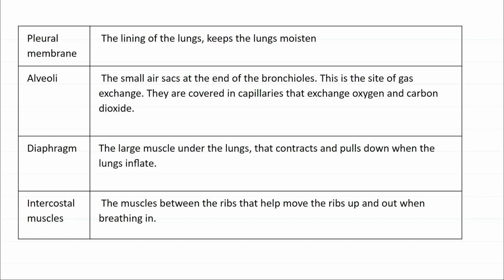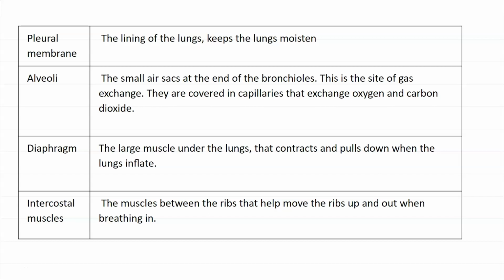You can get bacterial infections of your pleural membranes, which causes them to become very swollen, and then it becomes extremely painful to breathe because you don't have that moistening of the lungs for gas exchange. Alveoli, which we kind of already talked about, are the air sacs at the end of the bronchioles. It's a site of gas exchange. They're covered in capillaries, and they exchange oxygen and carbon dioxide.